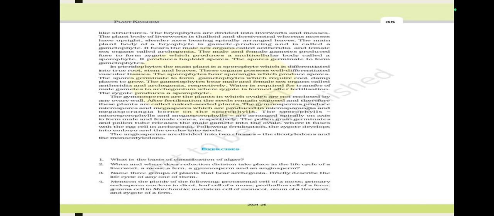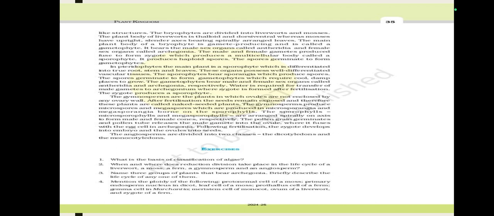The main plant body of a bryophyte is gamete producing, and is called a gametophyte. It bears the male sex organs called antheridia and female sex organs called archegonia. The male and female gametes fuse to form a zygote, which produces a multicellular body called a sporophyte, which produces haploid spores. The spores germinate to form the gametophyte.